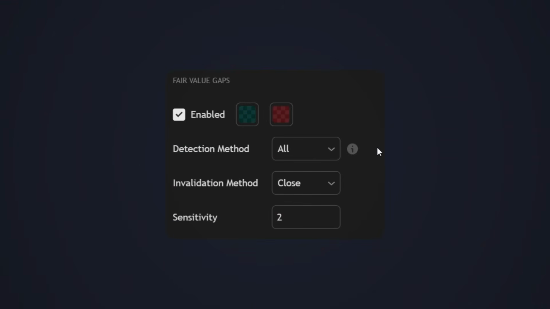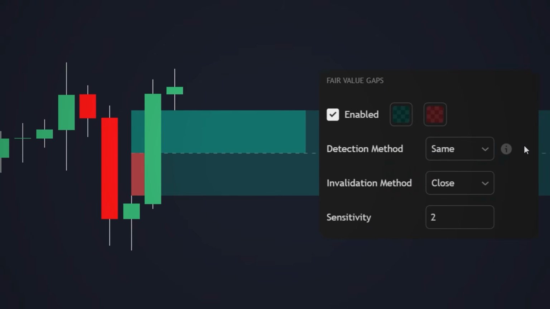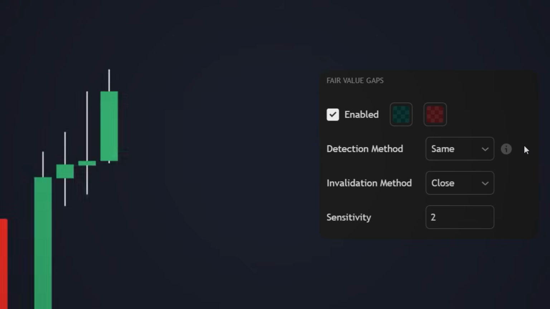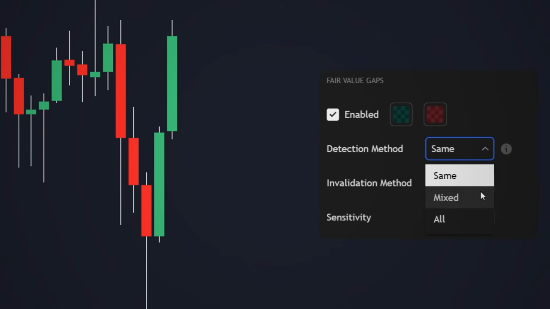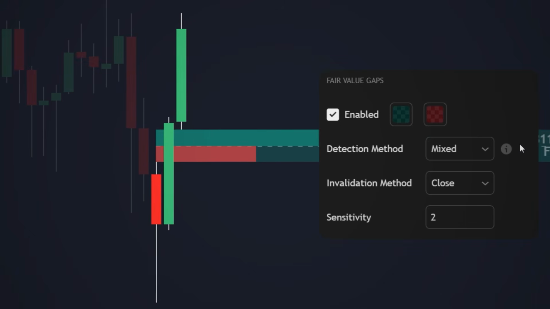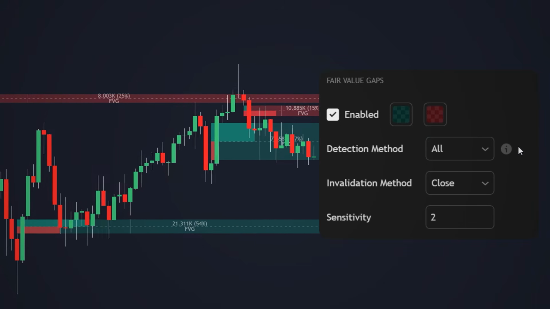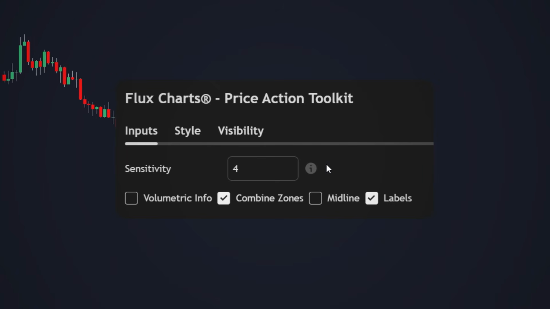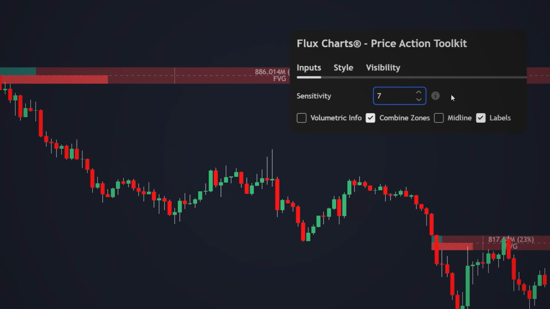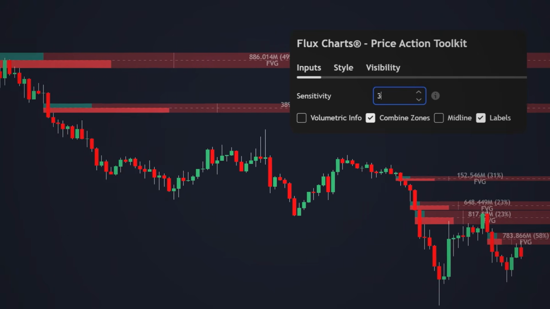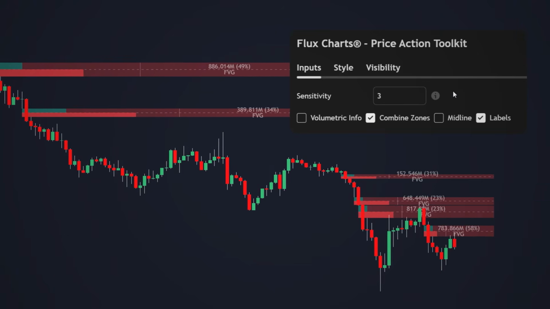The detection method is how you choose the type of FVGs you want plotted. Same, which only marks gaps created by 3 bullish or bearish candles. Mixed, which marks every gap that forms from a mix of bullish and bearish candles. And all, which plots both types of FVGs. The sensitivity setting lets you fine-tune the size of the gaps. Higher values only detect larger gaps, while lower values spot more gaps, but some might be weak and noisy.